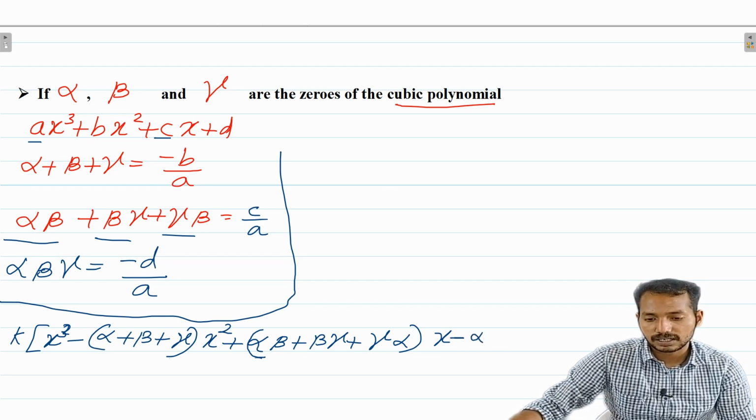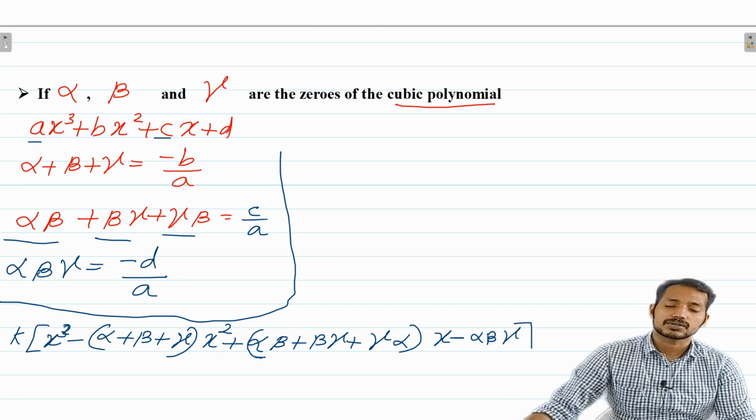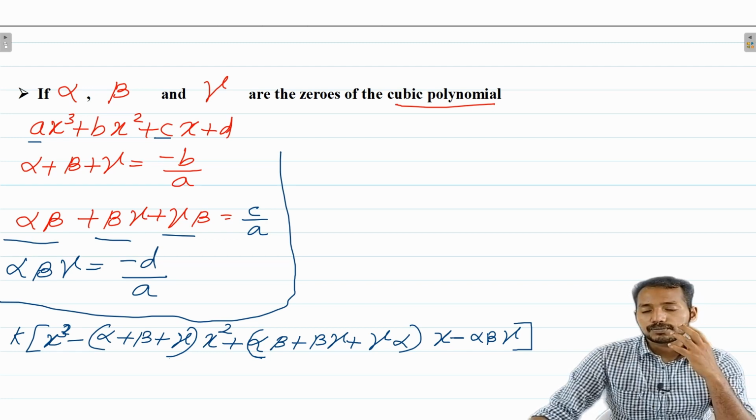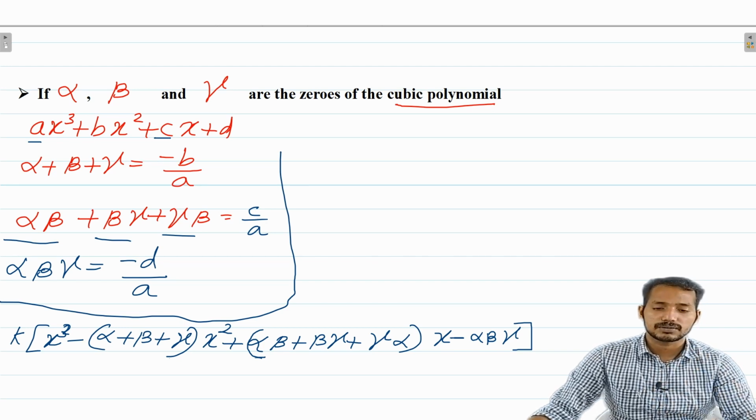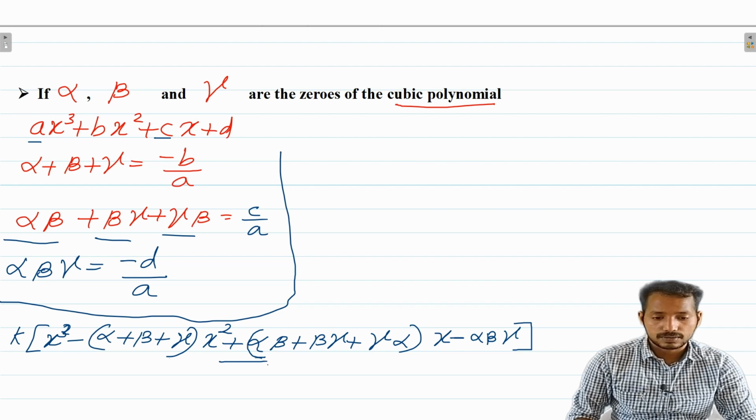This is the general form of the cubic polynomial in terms of the zeros. Clear? Not much important, but just remember that. But the general form of the quadratic polynomial in terms of zeros, that is very important. Now let's take some questions from exercise 2.2 to understand this one.